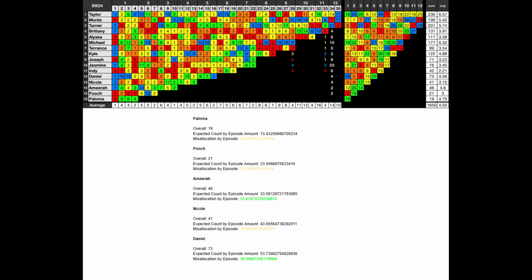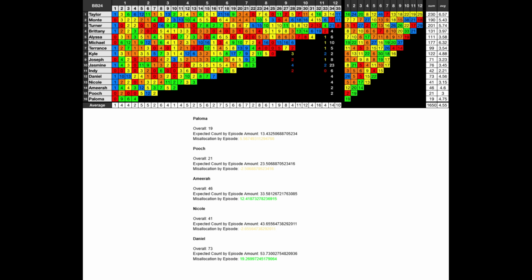Amira has 46 diary rooms, and her expected count by episode amount is 33.58, causing for a 12.41 misallocation amount, so she just barely makes it to the already distributed misallocation, but not by much. Nicole has 41 diary rooms, and her expected count by episode amount is 43.65, causing her to have a negative 2.65 misallocation amount, so pretty close to perfect.